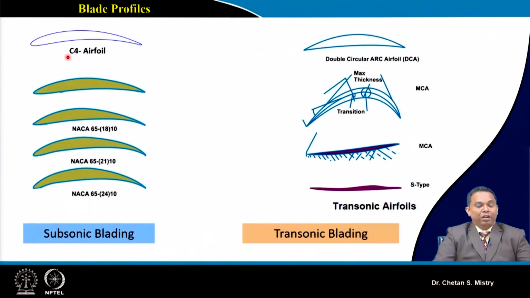Okay. Now let's have a look, if you recall, when we were discussing the aerodynamics of axial flow compressor in terms of aerofoils, we discussed the C4 aerofoil and the NACA 65 aerofoil. These aerofoils are subsonic aerofoils. These subsonic aerofoils have limitations for application in supersonic flow. And in order to address this kind of configuration, we are moving towards the development of new aerofoils.